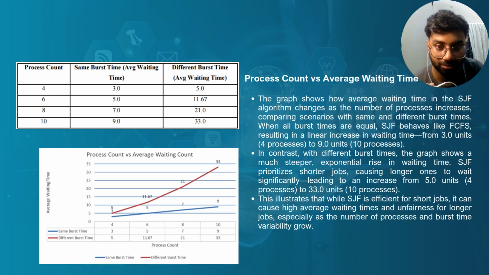When all the times are equal, SJF behaves like FCFS. In contrast, the different burst time in the graph shows a much steeper, exponential rise in waiting time. SJF prioritizes the shortest jobs, causing longer ones to wait significantly, leading to an increase from 5.0 units for the smallest process count. This illustrates that while SJF is efficient for short jobs, it can cause high average waiting time and unfairness for longer jobs, especially as the number of processes and burst time variability grow.